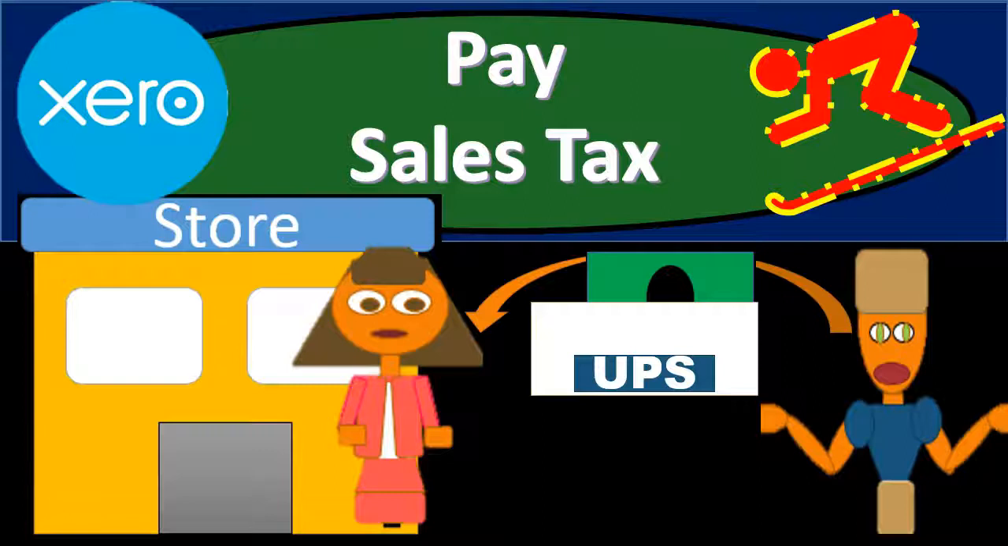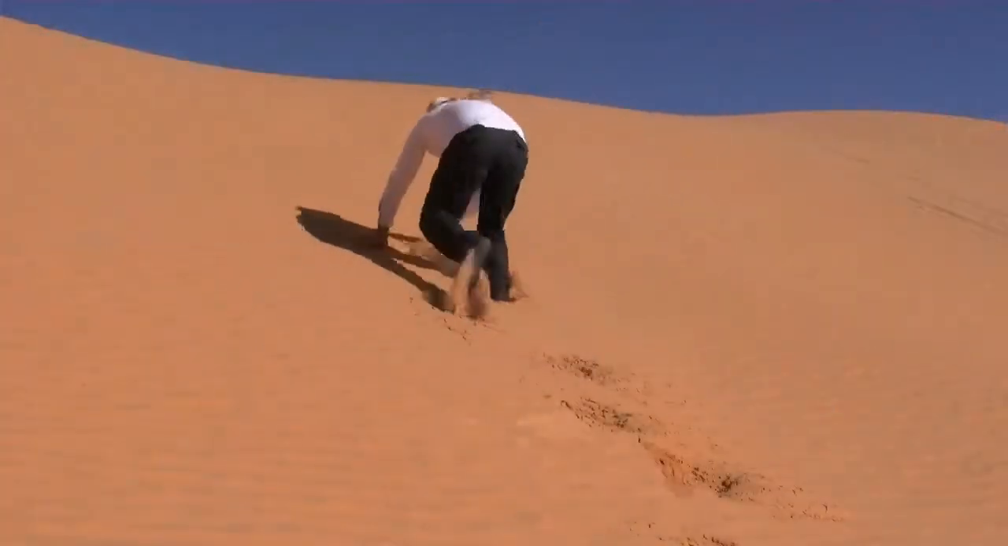In this presentation, we're going to record the payment of sales tax. In other words, we've been recording sales tax and collecting sales tax on those sales that require us to do so. Now we're going to be making that payment of the sales tax to the state or local governments, or the governments that are requiring us to collect and pay it. Here we go with Xero.